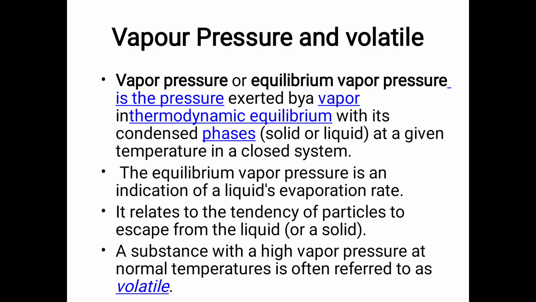Majorly, volatile means the tendency of particles to escape from a liquid or solid. A substance with a high vapor pressure at normal temperature is often referred to as volatile. So, the general definition of volatile is the tendency of particles to escape from the liquid or solid phase. This is called the volatile process.